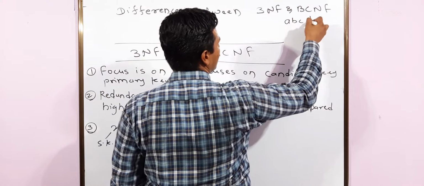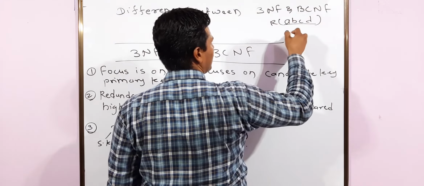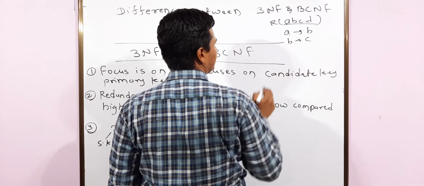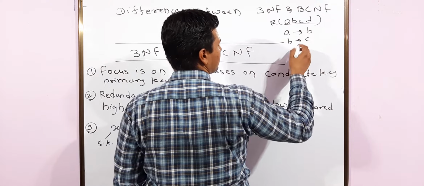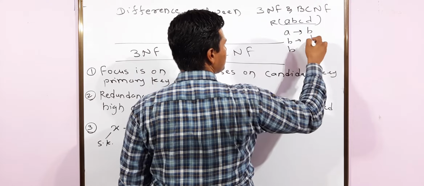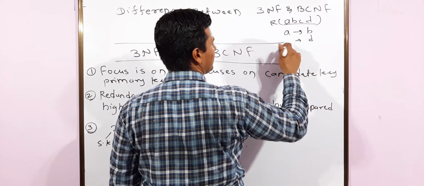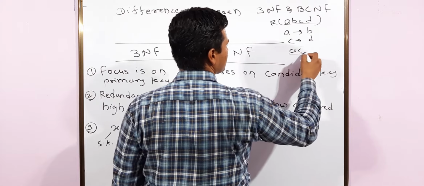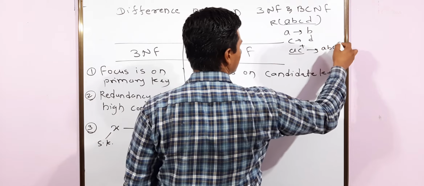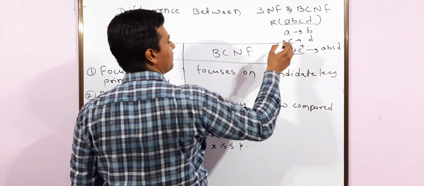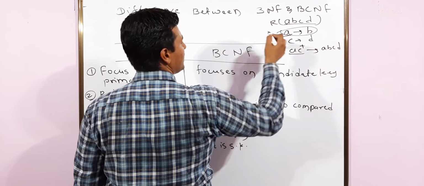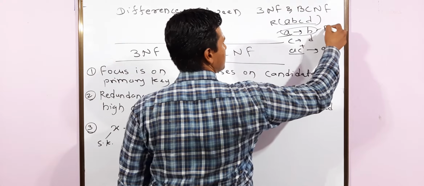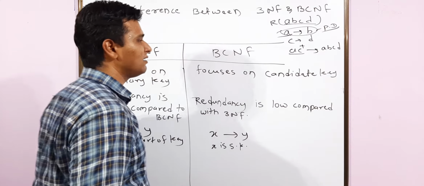Understand, ABCD is a relation R, and we have these functional dependencies: A determines B, and C determines D. In this case, the key is AC, because the AC closure determines ABCD. Now, if I say that A determines B, A is a part of the key, and a part of the key determining an attribute is called a partial functional dependency. This partial functional dependency proves that this is not in 2NF.